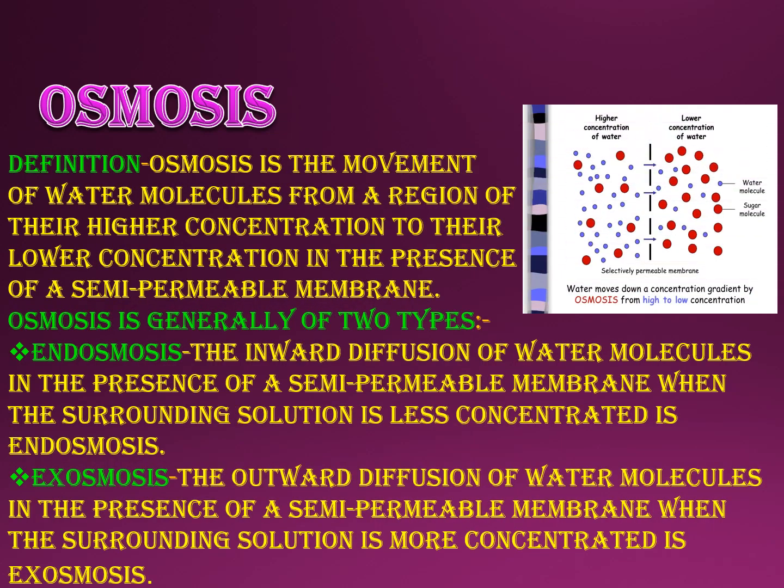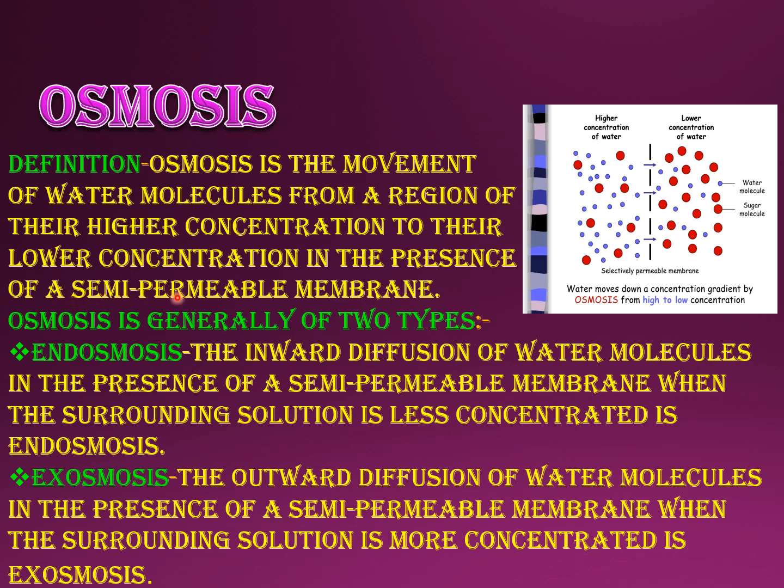Next is osmosis, the main topic. What is osmosis? Now it is mostly similar to diffusion, but there is a small difference over here, a semi-permeable membrane. Osmosis is the movement of solvent molecules, that is water molecules, from a region of higher concentration to a region of lower concentration, passing through a semi-permeable membrane. Here it requires a semi-permeable membrane.